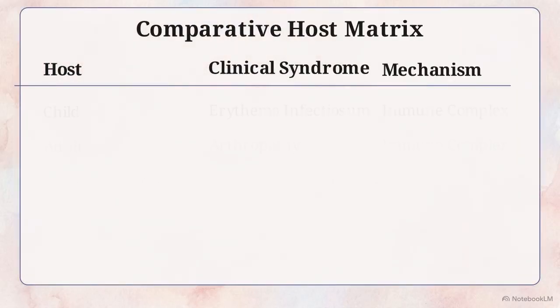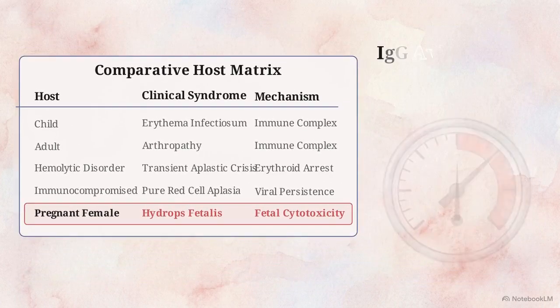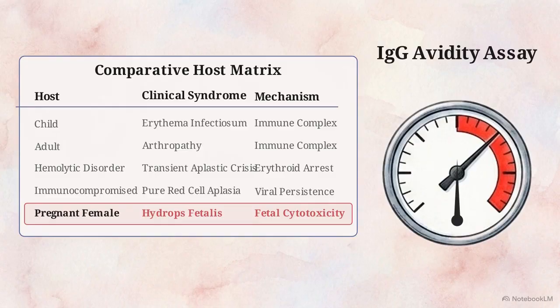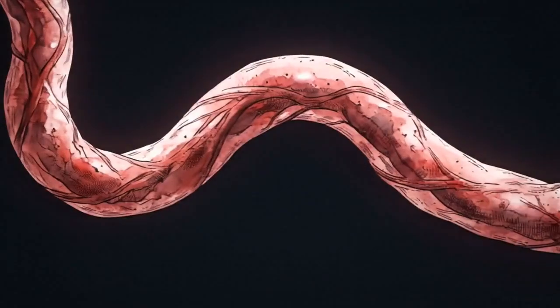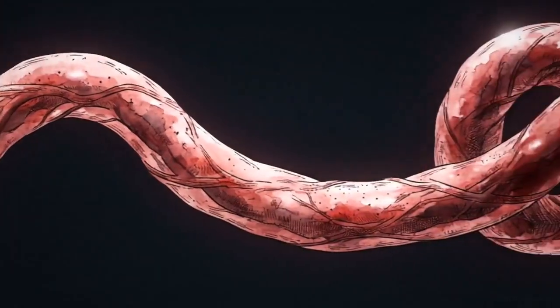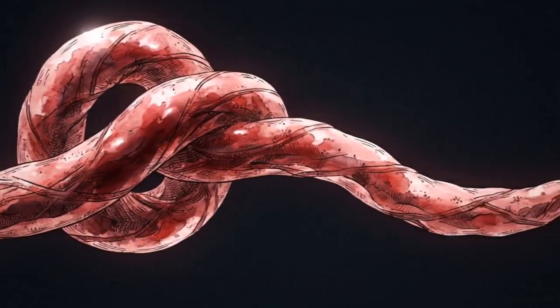Because maternal symptoms are an unreliable indicator, all seronegative mothers exposed to B19V require rigorous testing and monitoring. To differentiate between past immunity and a recent dangerous acute infection, clinicians use an IgG avidity assay. Low avidity confirms a recent exposure. In pregnancy, the clinical severity is dictated by the developmental timeline of the fetus, completely divorced from maternal symptoms.